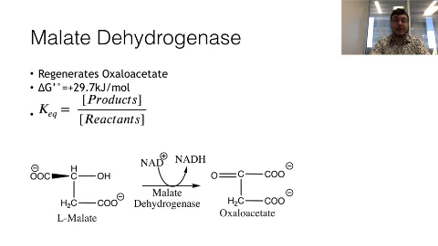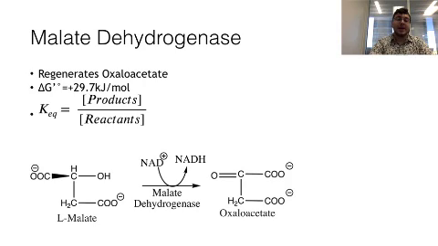The 8th and final step is catalyzed by malate dehydrogenase. This reaction is highly unfavorable. This is one of the reasons why oxaloacetate is at extremely low concentrations in cells. The equilibrium of this reaction is pulled to the right due to the low concentration of oxaloacetate.